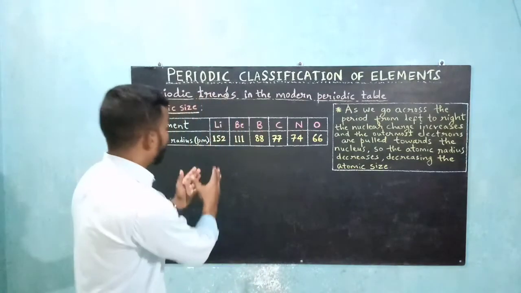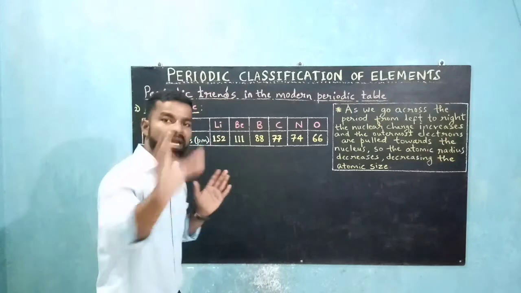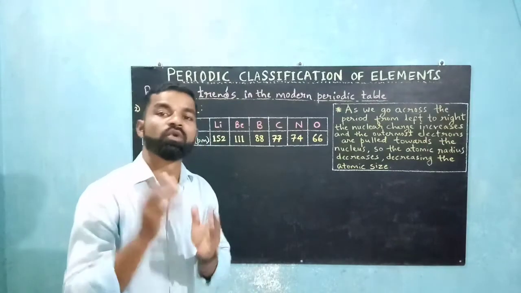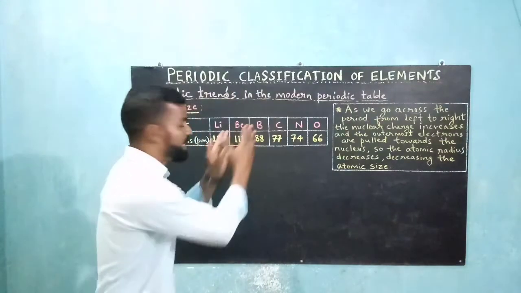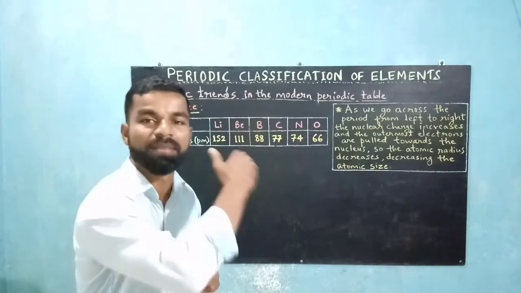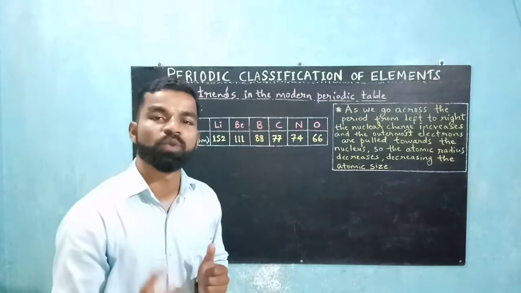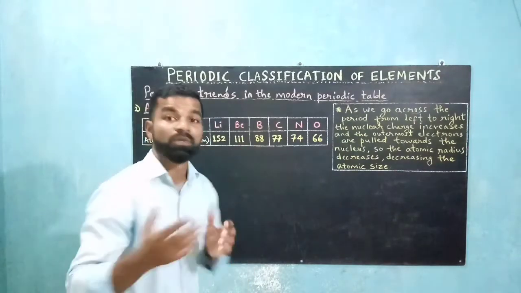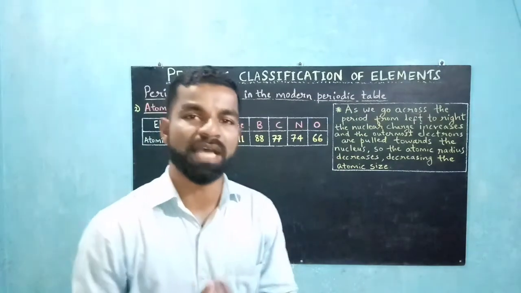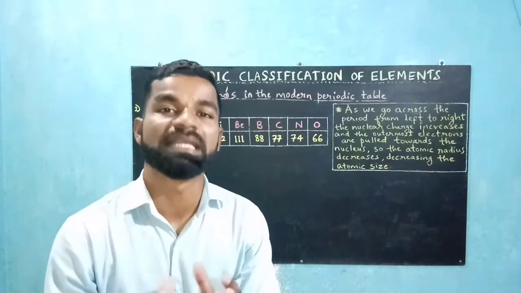So the positive charge on the nucleus goes on increasing by 1 unit as you move across the period from left to right. Because of this, the electrons are pulled towards the nucleus step by step because of the increased nuclear charge, and that is why the atomic size decreases.